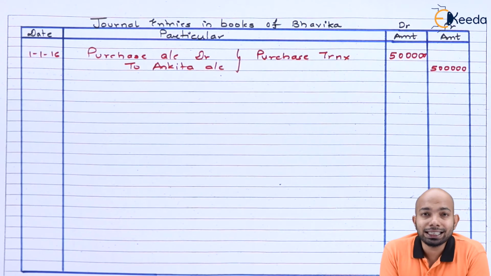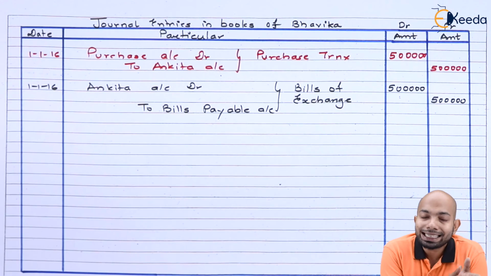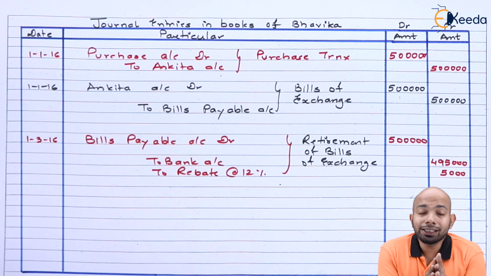Now the next entry is about the bills receivable. Here it will be bills payable for the buyer. Again on 1st of Jan, this bill was accepted by Bhavika and sent to Ankita. Ankita account debit to bills payable, because it is a liability for you. You have to think as if you are the purchaser of this. Now on 1st of March, you will go ahead and pay the bill, but you will also receive an income, which is the rebate. Now these are the journal entries that will be passed.